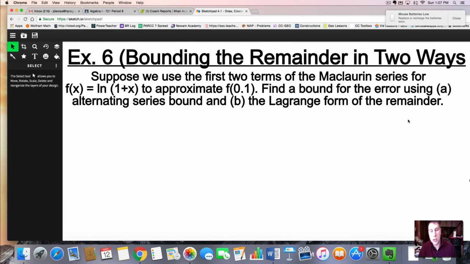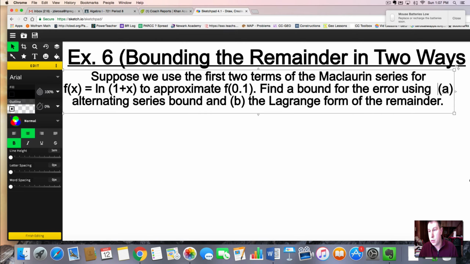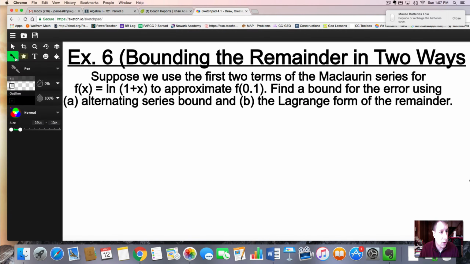Okay, so here's our next example, and I'll give you a minute. You can pause the video too if you need to copy this down into your packet. But it says, example 6, bounding the remainder in two ways. Suppose we use the first two terms of the Maclaurin series for f of x equals the ln natural log of 1 plus x to approximate f of 0.1. Find a bound for the error a using a, the alternating series bound, and b, the Lagrange form of the remainder. So we're going to do this in two different ways, and again, you can pause the video if you need some time to write it down.